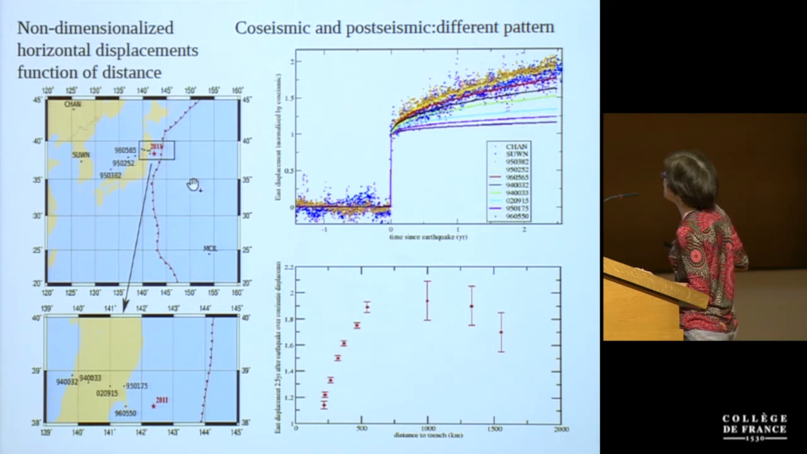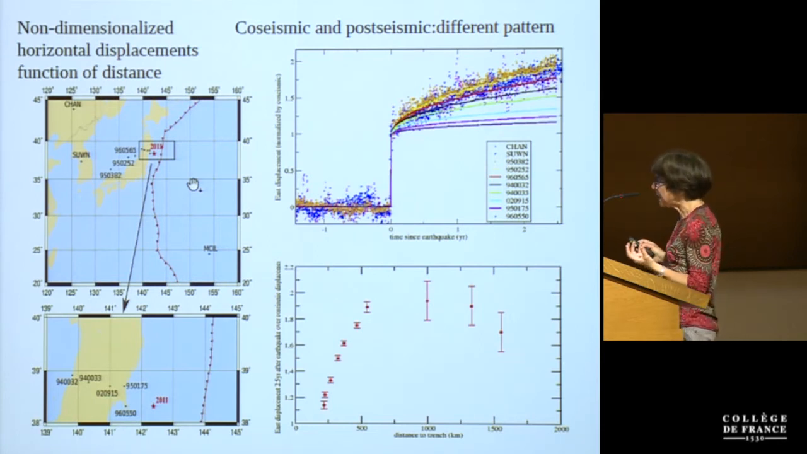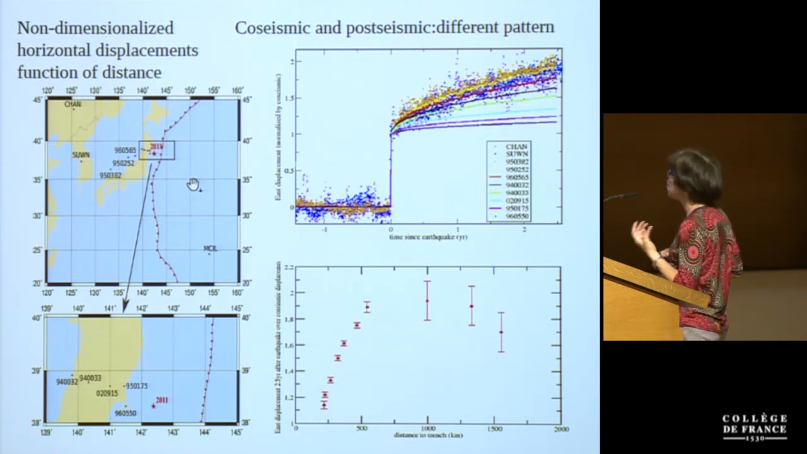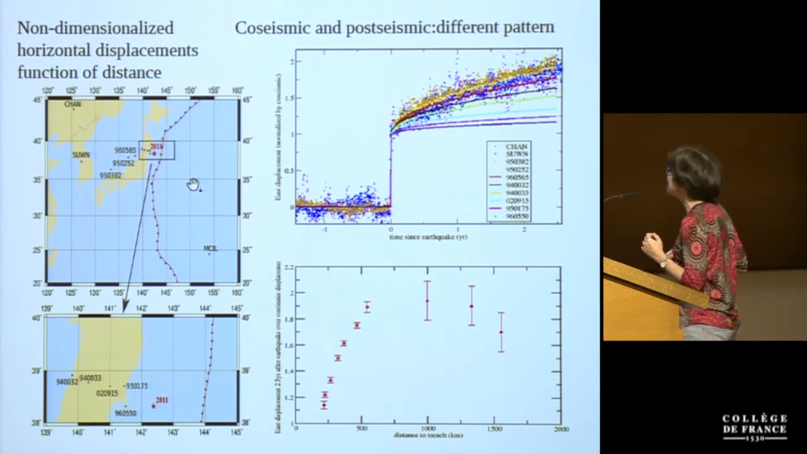Here you see data in Japan. The curves here are close to the trench. It is the points here, the closest to the trench. And the little dots here are points which are in China or in Korea. And so this process of post-seismic deformation induces deformations which are not at all proportional to the co-seismic deformation, so it has not the same origin. It cannot be slip which continues on the subduction plane.